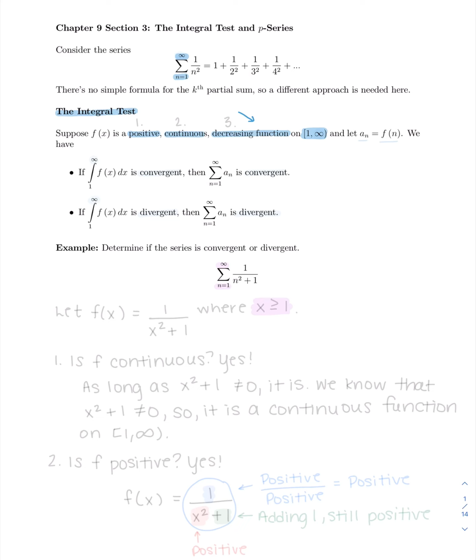Then we'll let our sequence, a sub n, be our function. We'll use n just because our sequence had n's in it. What we'll do is figure out whether it's convergent or divergent. If we take the integral of the function from 1 to infinity, notice it's infinity just because the sum is infinity on top, and that integral is convergent, then the sum will be convergent. However, the reverse is also true. If that infinite integral is divergent, then the sum will also be divergent.